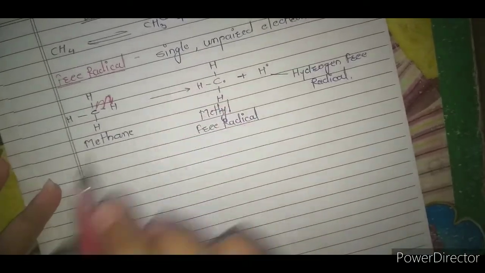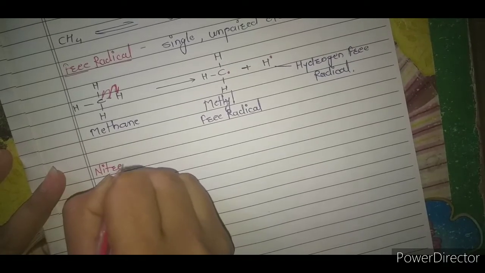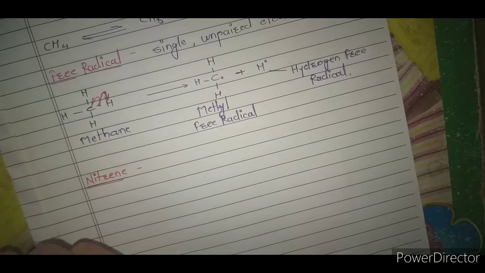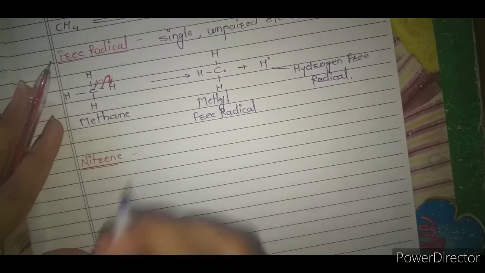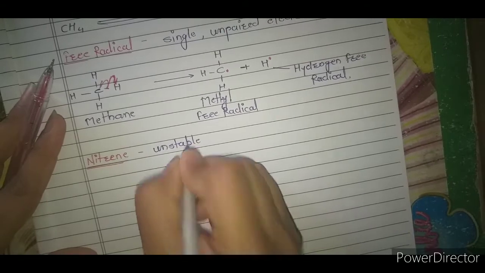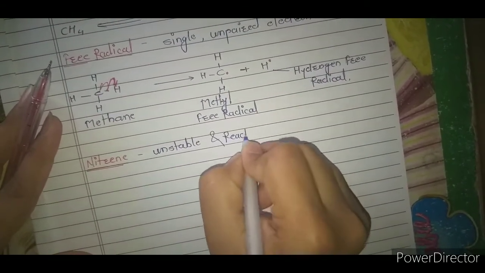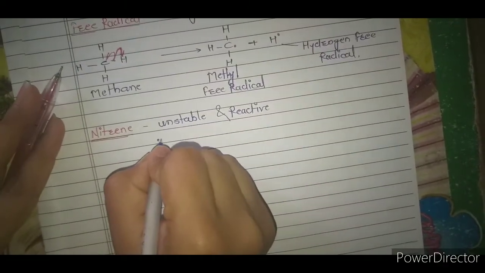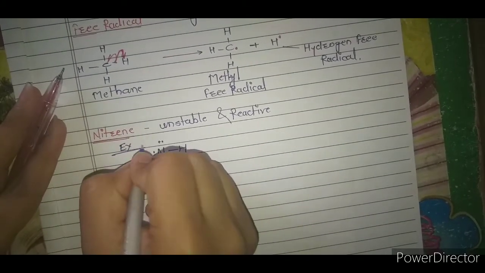Next is your nitrine. Nitrine is unstable and very reactive. It is very unstable and reactive. This is an example of nitrine.